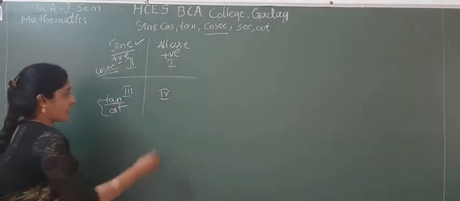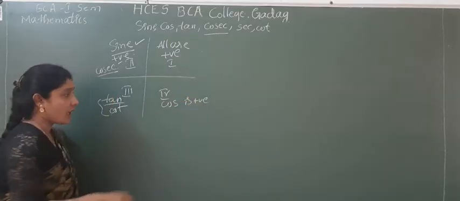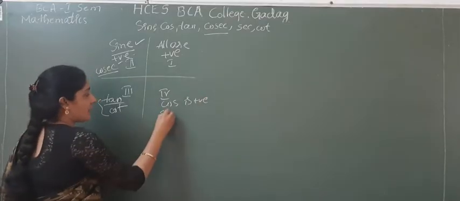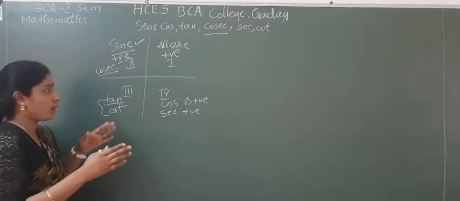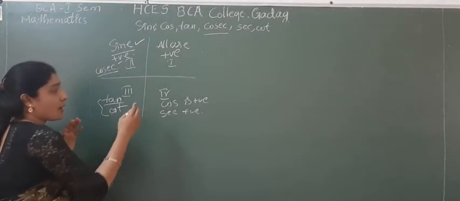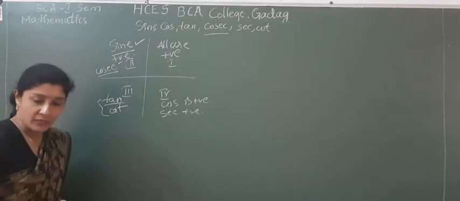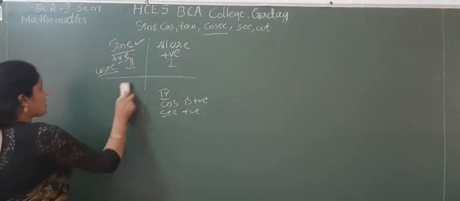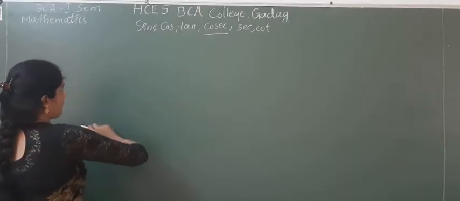Next, fourth quadrant, here cos is positive. Cos is positive means the reciprocal of cos is nothing but sec. Therefore, sec is also positive. So this is how we have to remember which are positive and negative in different quadrants. Okay. Now, after learning this, before going to the problems, we shall prove some trigonometric functions.